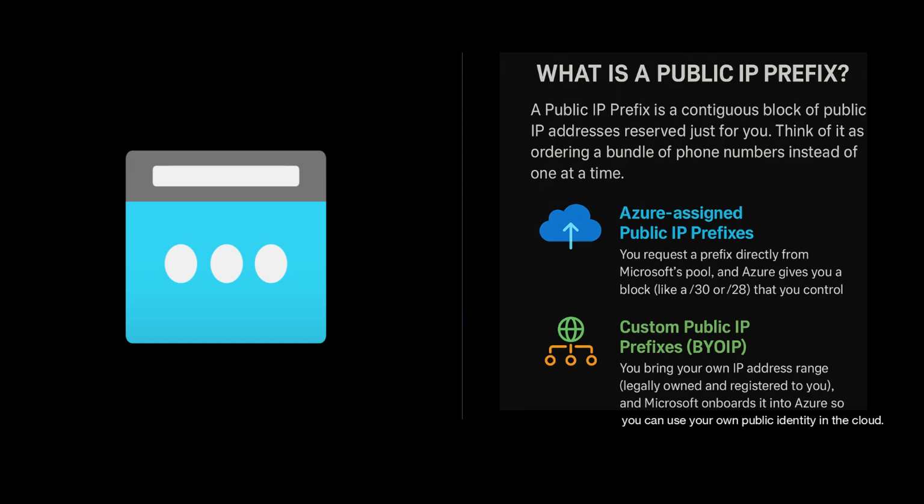The second option is custom public IP prefixes, often called BYOIP, bring your own IP prefix. If you already own a public IP range, you can onboard it into Azure. Microsoft will verify your ownership and then advertise those IPs from its network. This lets you maintain your existing public identity in the cloud. Ideal if you rely on IP reputation, vendor whitelisting, or hybrid environments. By using public IP prefixes, whether Azure assigned or your own, you gain control, consistency, and clarity over your internet-facing footprint.